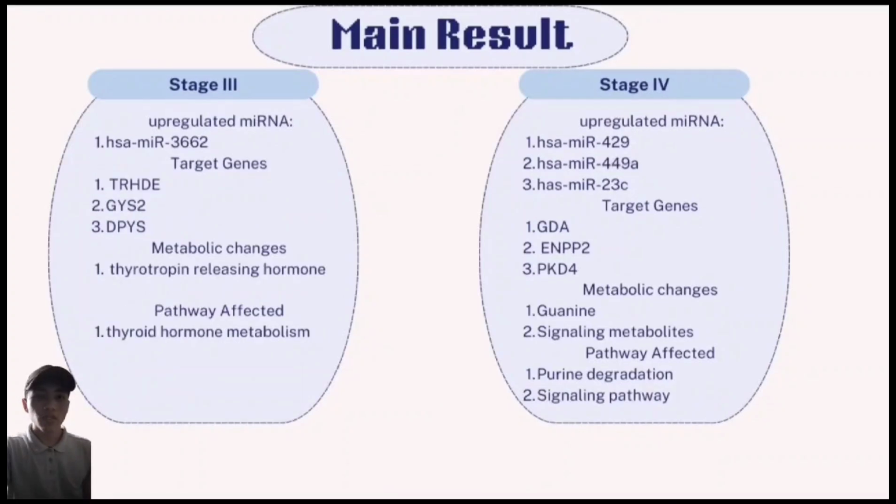For stage 3, we see that upregulated microRNA such as hsa-miR-3662 will affect genes like TRHDE that cause metabolic changes such as thyrotropin-releasing hormone changes that will affect thyroid hormone metabolism. For stage 4, we see that upregulated microRNA such as hsa-miR-429 will affect genes such as GDA that cause guanine metabolic changes that will affect purine degradation and metabolism.